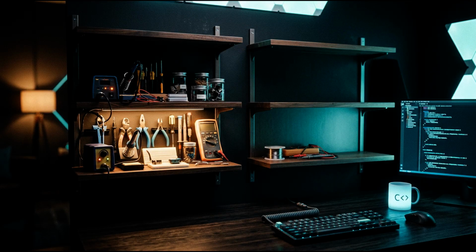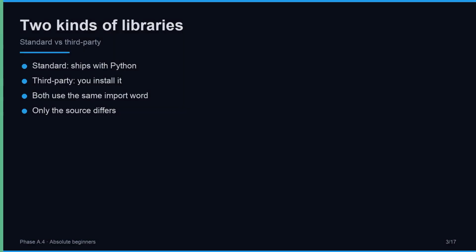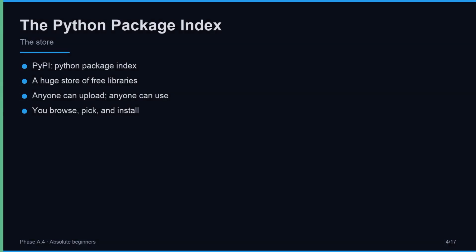Two shelves, one filled. Here is the split. Standard library modules ship with Python, you get them the moment you install Python. Math, OS, JSON, datetime, random, all standard. Third-party libraries do not ship with Python. Someone wrote them and shared them. You install them yourself. But once installed, you import them exactly the same way. The import word does not care where the module came from. Source differs, usage identical.